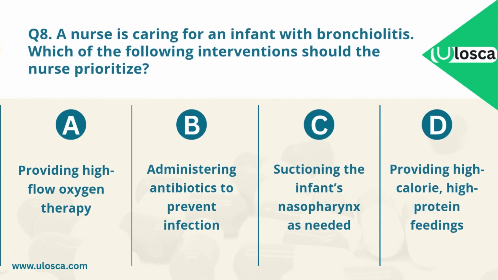Question 8. A nurse is caring for an infant with bronchiolitis. Which of the following interventions should the nurse prioritize? A. Providing high-flow oxygen therapy. B. Administering antibiotics to prevent infection. C. Suctioning the infant's nasopharynx as needed. D. Providing high-calorie, high-protein feedings. Which one is the correct answer?